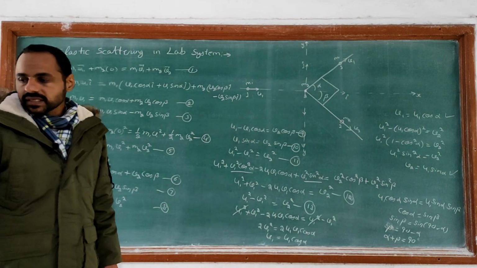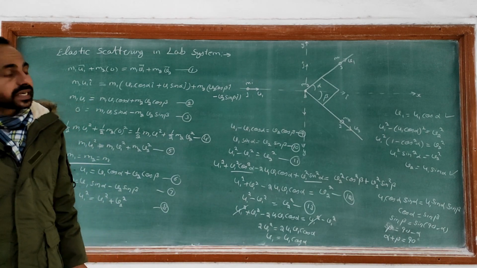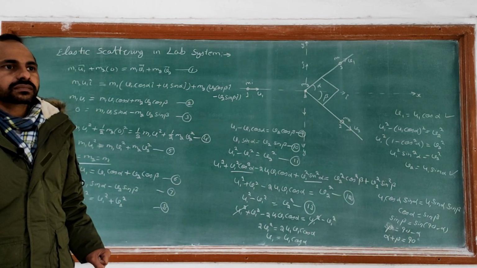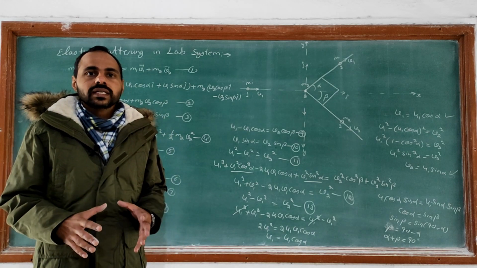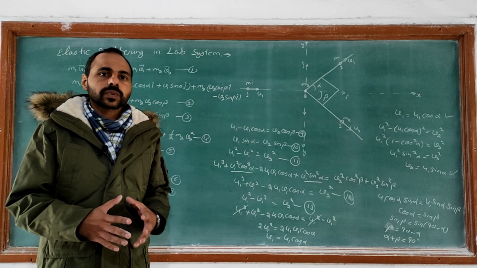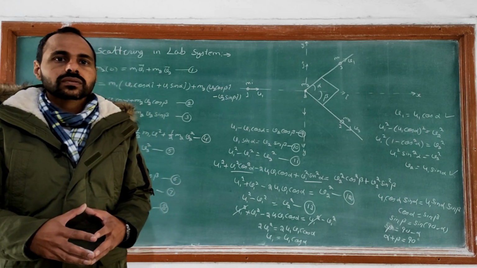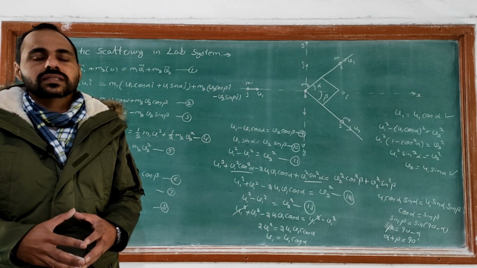So in the next lecture we will talk about the elastic scattering in center of mass system. Center of mass system is the system in which we consider that the coordinate system is fixed with respect to the center of mass. So what is center of mass? You can go through the previous lectures on the concept of center of mass.